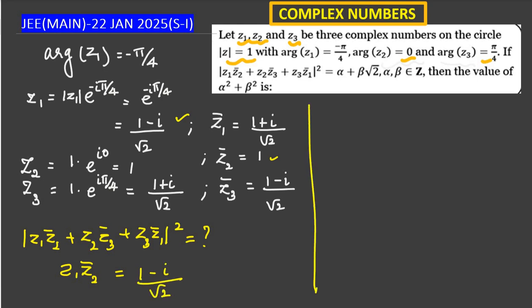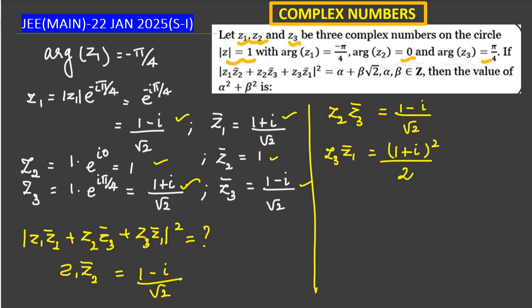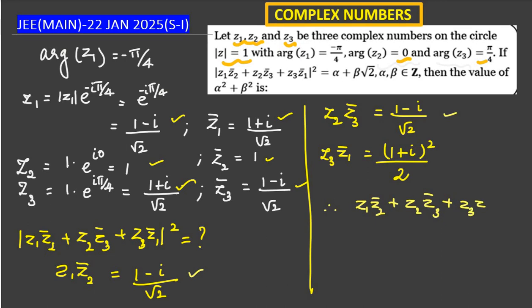Z2 bar is 1, which gives us the value 1 minus iota divided by root 2. Now I find the value for Z2 Z3 bar. So Z2 is 1, Z3 bar is 1 minus iota by root 2, therefore it gives us 1 minus iota divided by root 2. Next we want to find Z3 Z1 bar. Z1 bar is 1 plus iota divided by root 2 and Z3 is equal to 1 plus iota divided by root 2. So it gives us 1 plus iota whole squared divided by root 2 into root 2, which is Z3 Z1 bar.